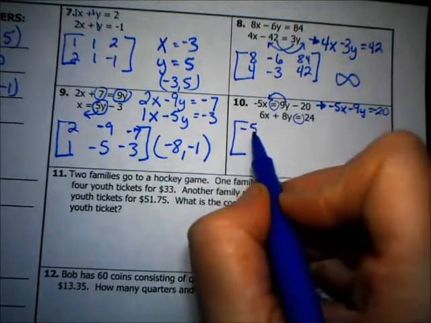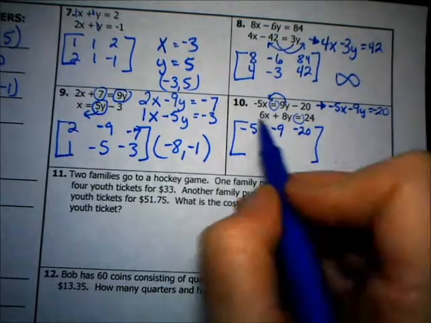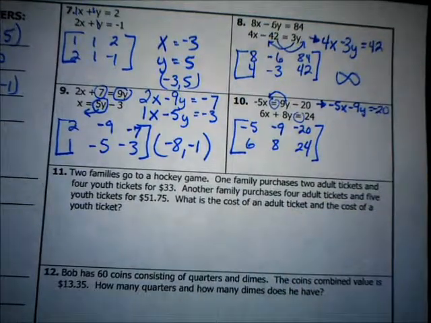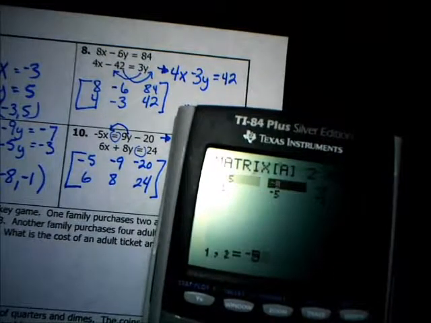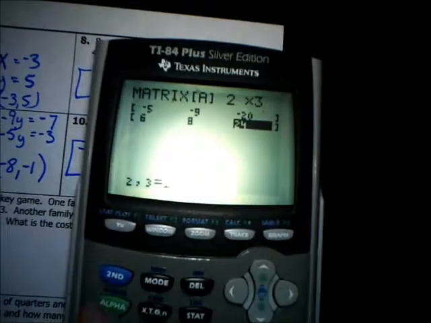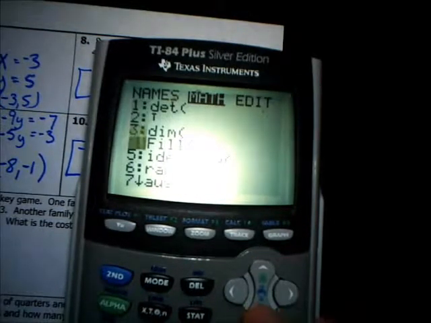So I have a -5, -9, -20. Those are all negatives. Second row is a 6, 8, and 24. Okay, I'm going to enter it into my calculator. So I have it all there. So I'm going to clear that out. Second mode. And now go back and calculate.